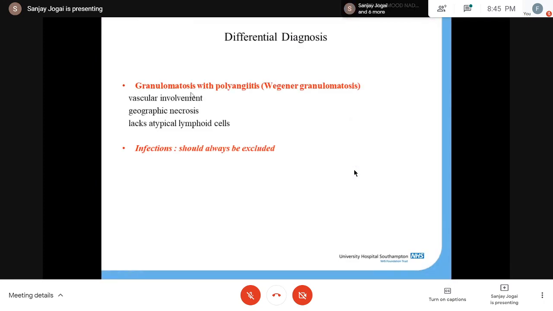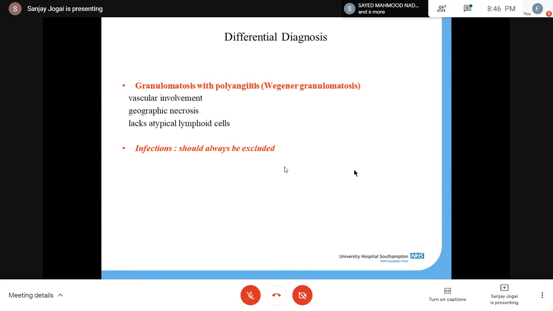So the differential, going back a full circle, is when you see a vasculitic involvement, when you see geographic areas of necrosis, you would think of vasculitis as well, but the single most important thing is GPA would not have any atypical lymphoid cells. And I always tell my trainees, whenever you see anything like that, common things being common, always do bug stains. ZN, PAS, Grocott, Wade-Fite, because what you don't want to miss is a treatable infectious condition. And then you take the support of doing ANCA and everything.